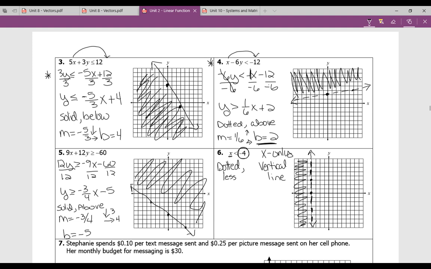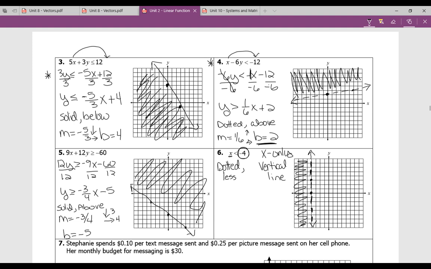Any questions about number 5? I did not flip my symbol because I divided by +12, so I didn't have to switch the direction of my symbol. With a solid line, we shade above because it's greater than or equal to. Any questions? Speak now or forever hold your peace.